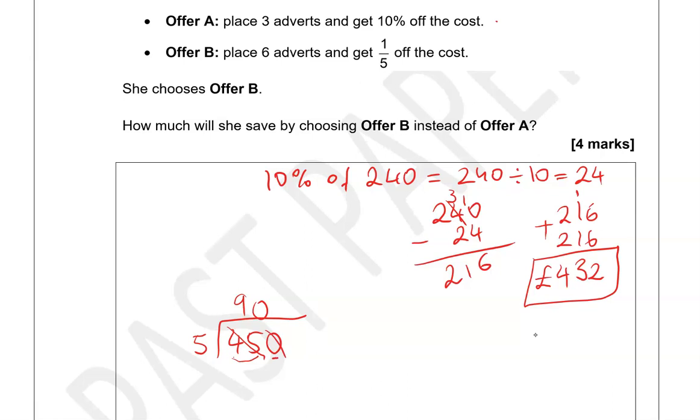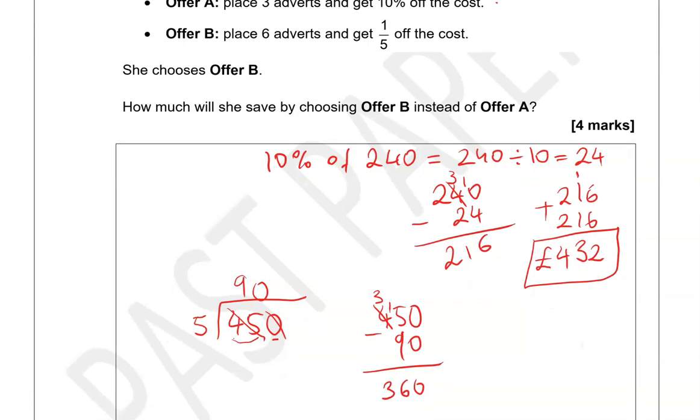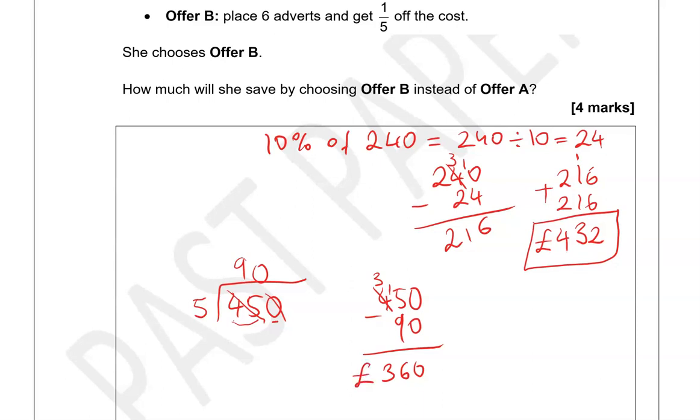So taking away 90 from the 450, 0 take away 0 gives us 0. Got to take away 9 from the 5, which means we need to borrow 1, so this becomes 15. Take away 9 gives us 6. 3 take away 0 gives us 3. So £360 is the cost for the 6 adverts using offer B.